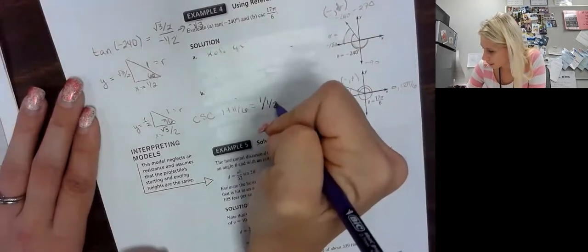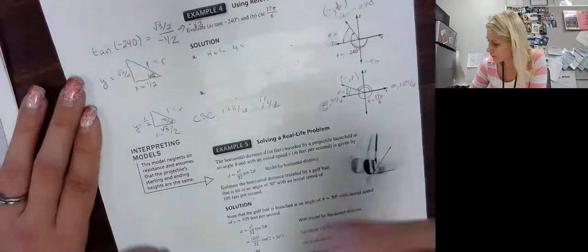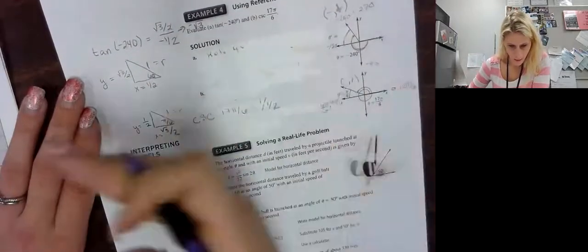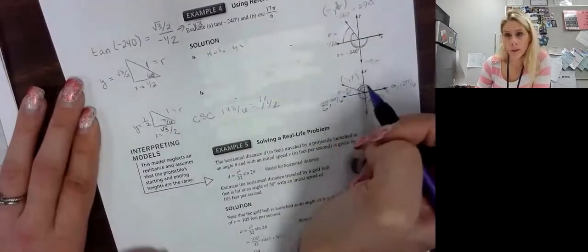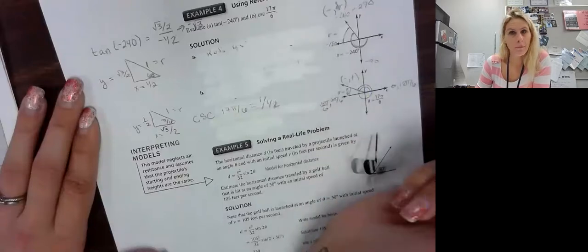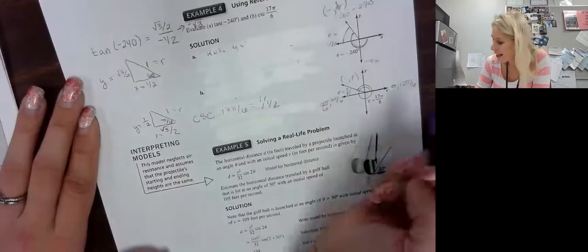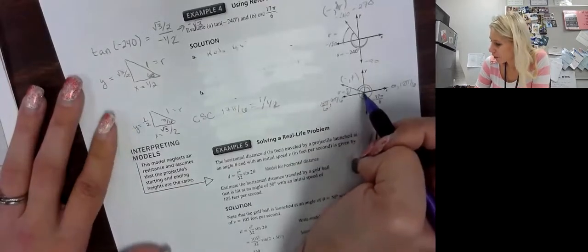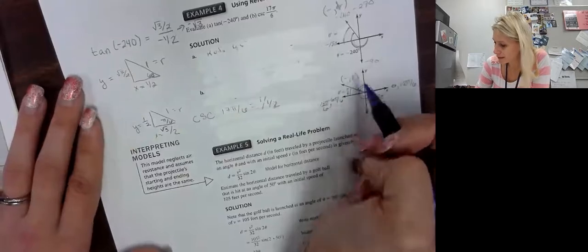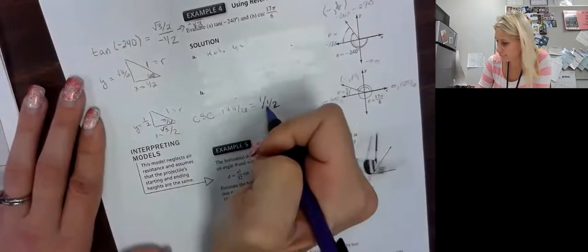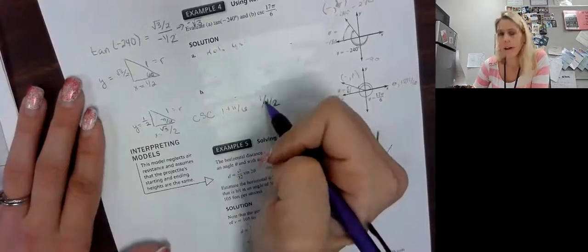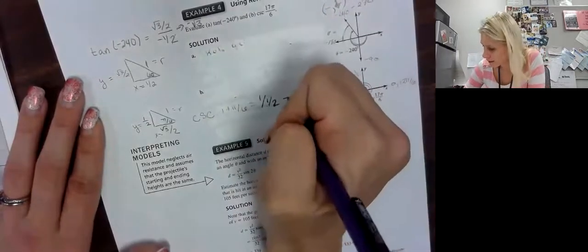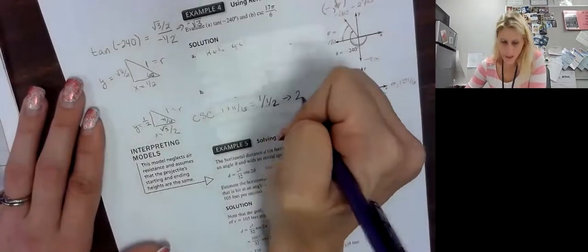Okay, let's double check our quadrant, right? So we have 1, our hypotenuse is always positive, right? Because radiuses are always there. And our y value is positive, so we're positive, okay? No negatives, we're good. Well, 1 divided by 1/2 is 2, and we're done.